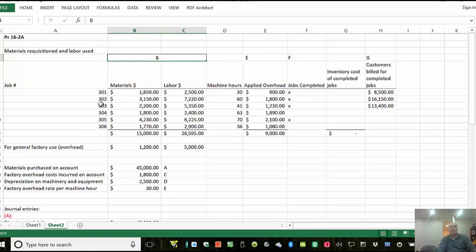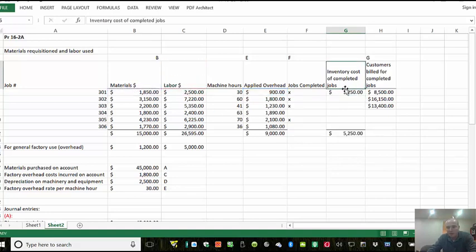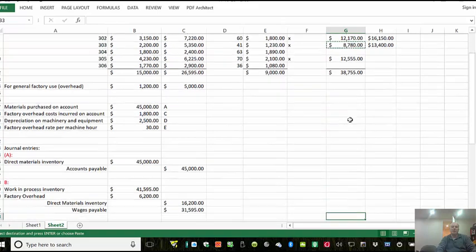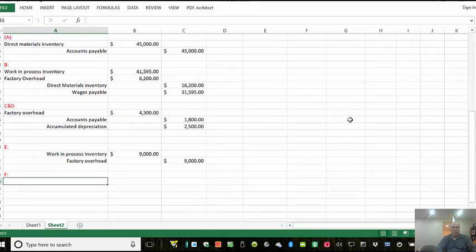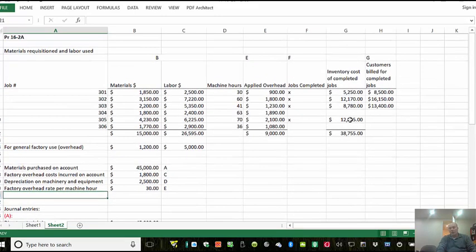And well, jobs completed implies that you're essentially taking whatever component of inventory that pertains to the completed job that sits in work in process, and it needs to now be transferred to finished goods. So what is that component? Well, that's the applied overhead, which we just calculated, plus the labor part, which we know about, plus the materials, right? And you can calculate it for every job that was completed, and those are these three plus this one. And that tells me the total amount of inventory that needs to be transferred from work in process to finished goods is $38,755.